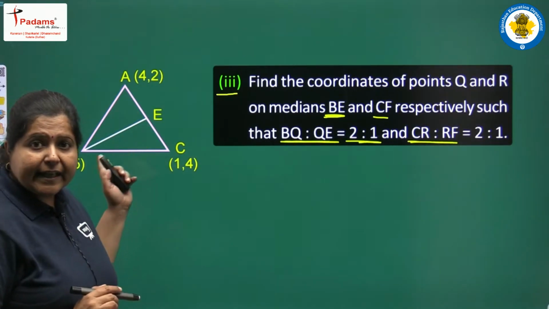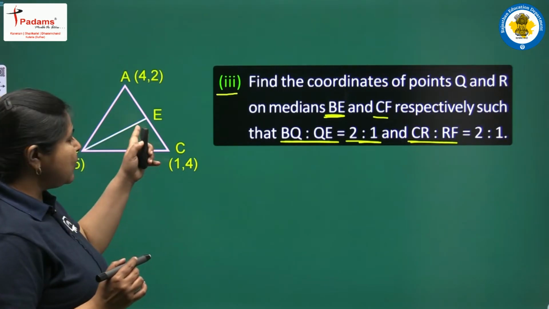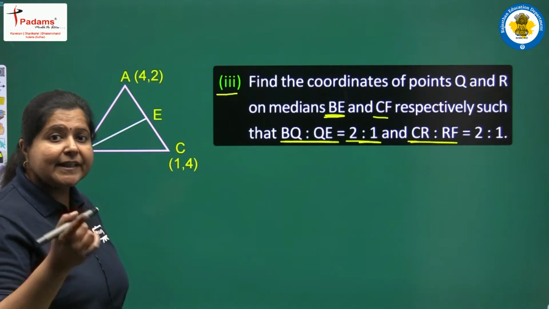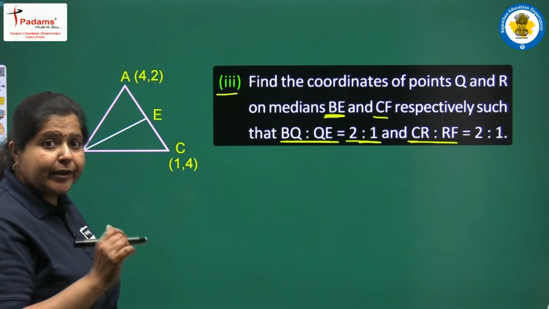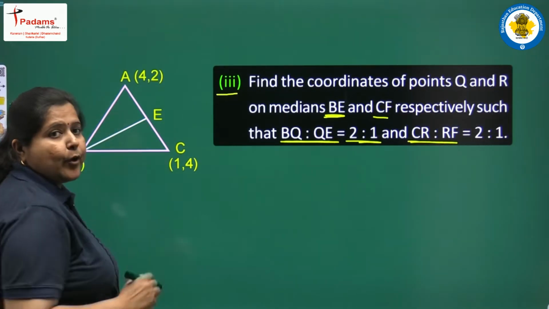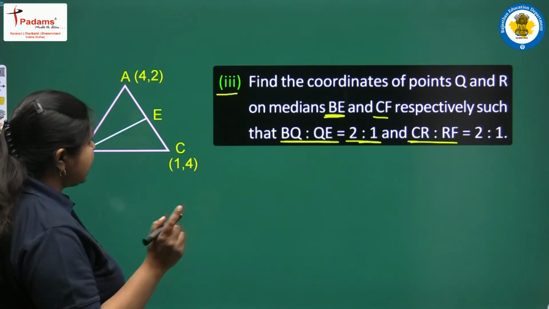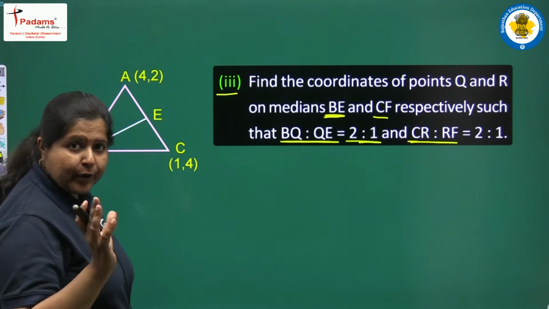ये एक और मीडियन ले लिया हमने ट्राइंगल का, और इसका मतलब क्या हुआ कि E मिड पॉइंट है इस साइड AC का. ठीक है, क्योंकि मीडियन की डेफिनेशन ही यही है, द लाइन सेगमेंट जॉइनिंग वन वर्टेक्स टू द मिड पॉइंट ऑफ इट्स ऑपोजिट साइड. तो E हो गया मिड पॉइंट AC का. तो पहले हम E के कोऑर्डिनेट्स निकालेंगे मिड पॉइंट फॉर्मूला से.